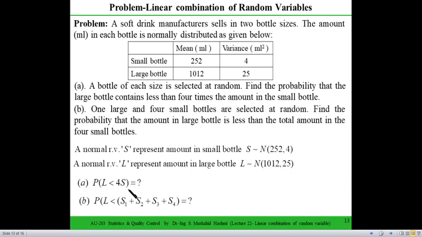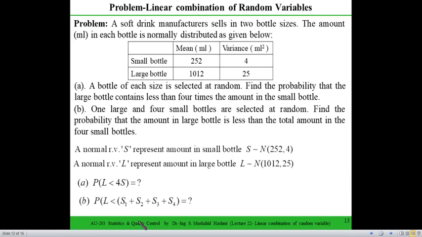Okay, first let's explore the second situation. It is the probability that the volume in the large bottle is less than the sum of the 4 different bottles. So each bottle would be a random variable, and here it is 4 times. So these two parts A and B are mathematically totally different.